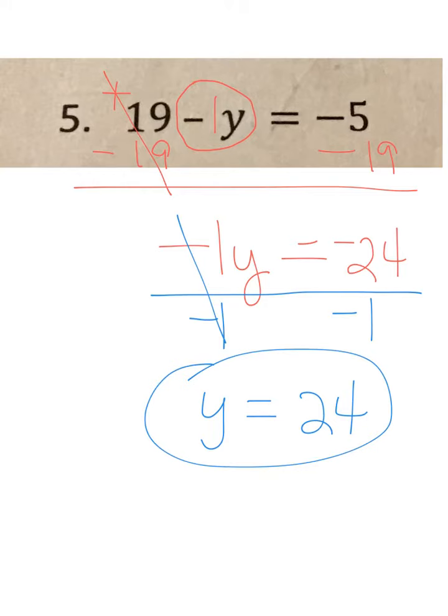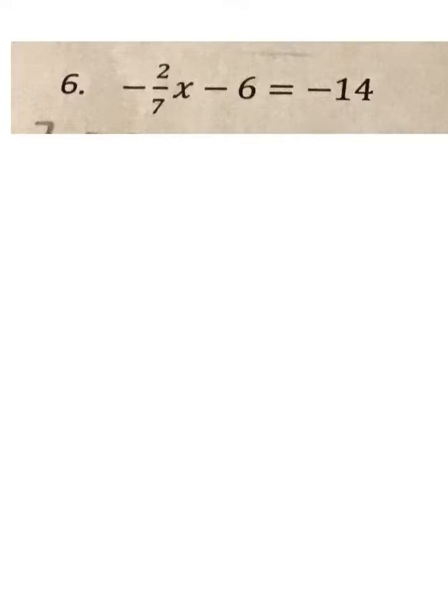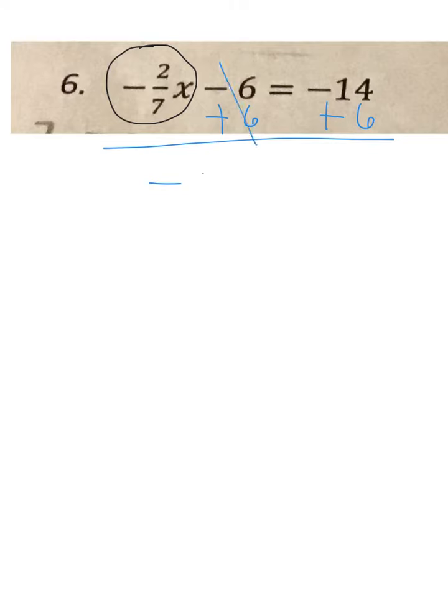All right, problem number 6. Okay, this one's a little harder. I'm still going to suggest that you circle the negative 2/7 x, because I want to get it by itself. So what's the opposite of negative 6? I'm going to add 6 to both sides. What do I have left? I have negative 2/7 x. Don't forget that negative. Negative 14 plus 6 is negative 8.